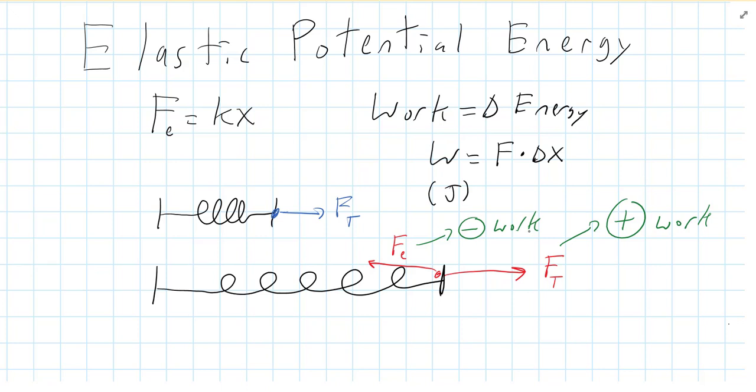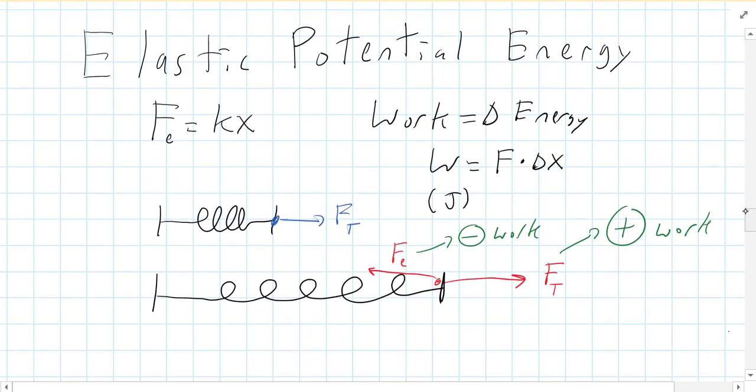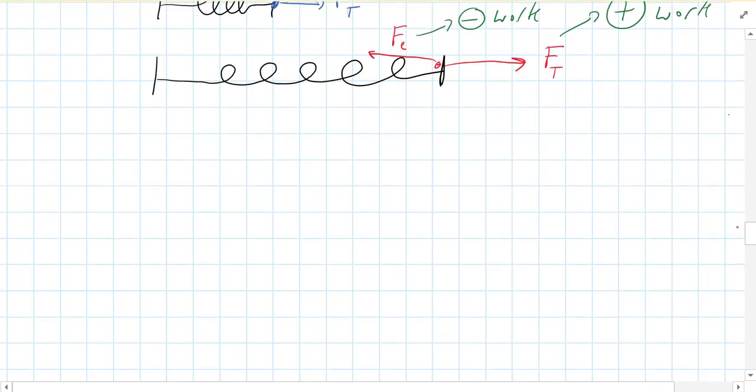You know that because if you let that spring go, it can make something move. It can do work for us. So it turns out that there's energy stored in the spring, and that is what we call elastic potential energy. The symbol for that, we're just going to use an E for energy and then a little e for elastic.